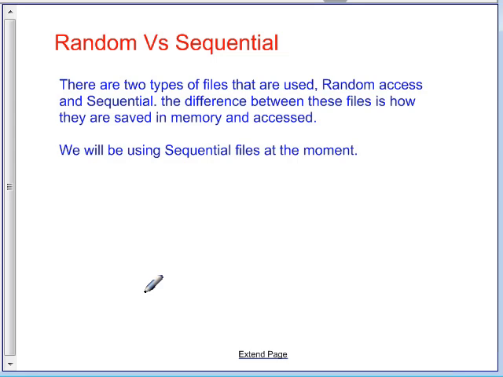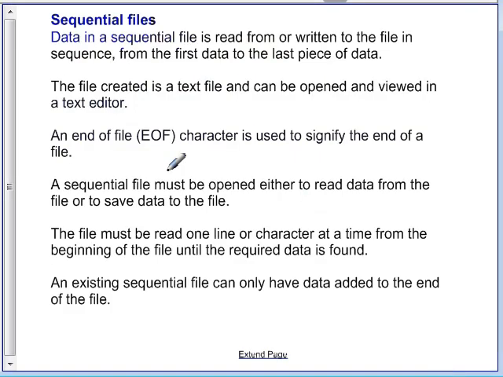There's two types of files, random access and sequential. We're going to focus on sequential files, and we'll look at random access in another video. In sequential files, your file is set up to either read from the data or to write to the data. The file is created as a text file, and you can open and view it in a text editor, so you can actually see the data you put in there. The end of the data is signified by an end of file character, EOF, and that's used to recognize when the data has ended in the file.